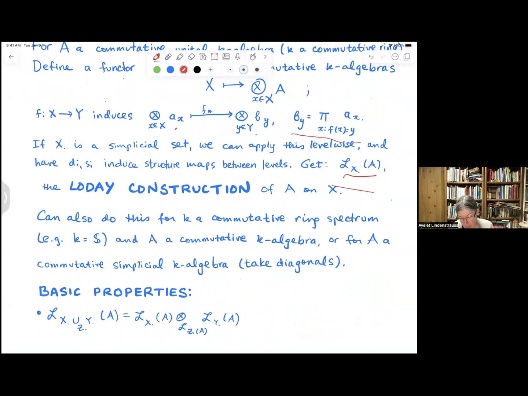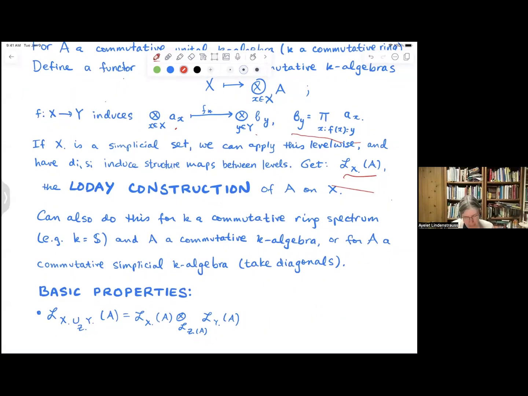Commutativity is really important, because when I do the product over all the X's that map to Y of the coefficient I had at X, a priori I don't have an order on them. So if it's commutative, I don't care. But the fact that it's a ring doesn't really matter.